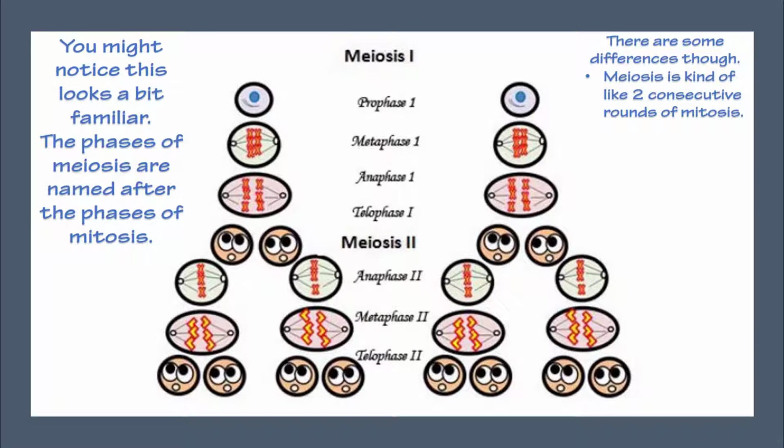Here's a schematic of the phases of meiosis. We have meiosis 1 and meiosis 2. So you might notice that this looks a bit familiar because the phases of meiosis are named after the phases of mitosis. There are some differences though. Meiosis, you can think of it as kind of like two consecutive rounds of mitosis, but there are some significant differences.